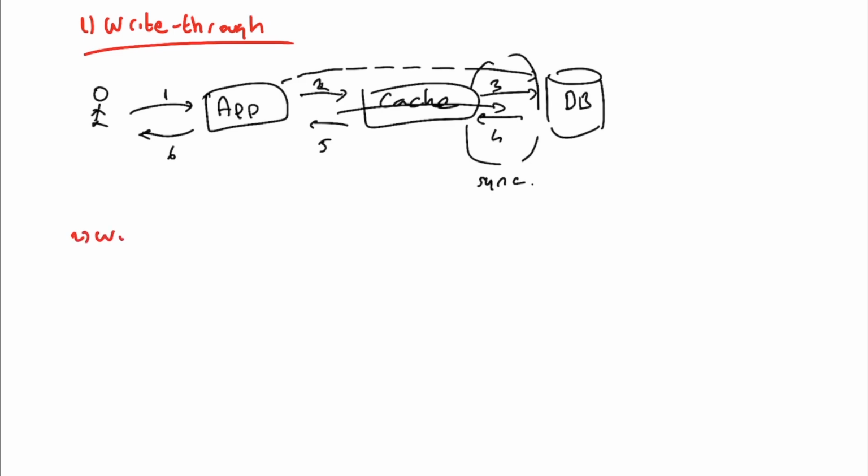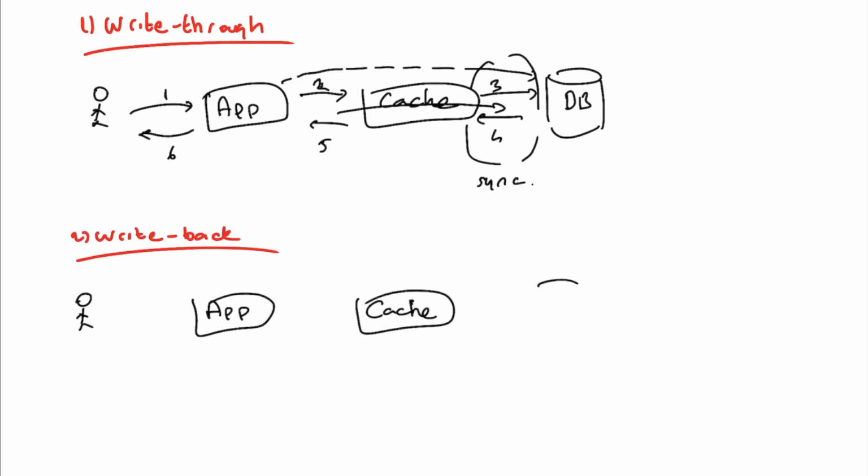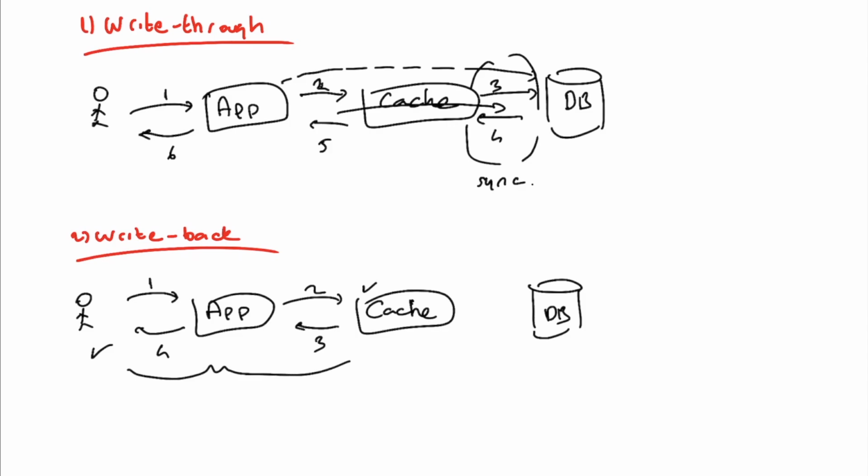And the second approach is write-back cache. So again, it looks similar. We have our user, application server, cache, and DB. In this case, the user sends the request which requires a write operation, and the application sends this to the cache. As soon as it's written to the cache, the cache says, I'm done, and the application says it's all good and returns the response to the user. And this part is happening synchronously.